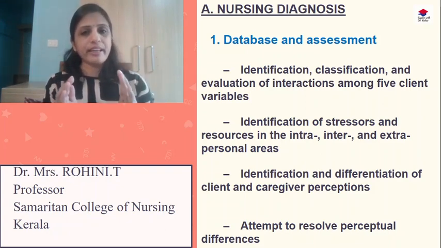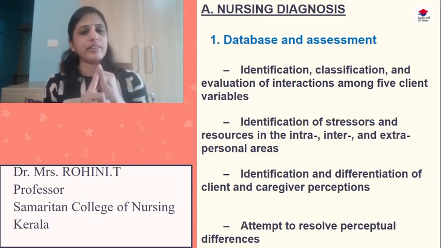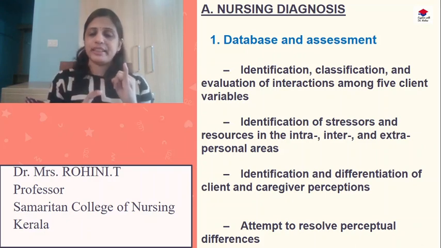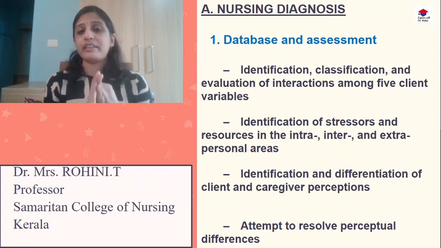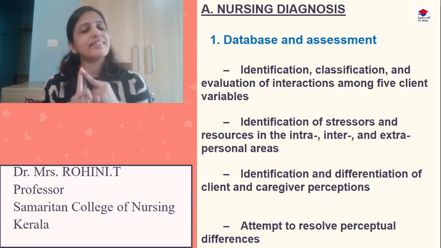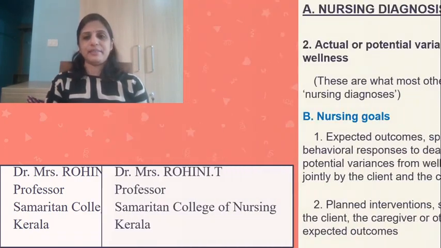So shall I put it in a nutshell? What are the three things we are assessing in assessment? Number one, I'm going to do a comprehensive assessment and find out the perceptual differences between the patient and the caregiver. What is the second thing? I'm going to assess all the variables. What is the third thing? I'm going to assess the stressors: intra, inter, and extrapersonal stressors.